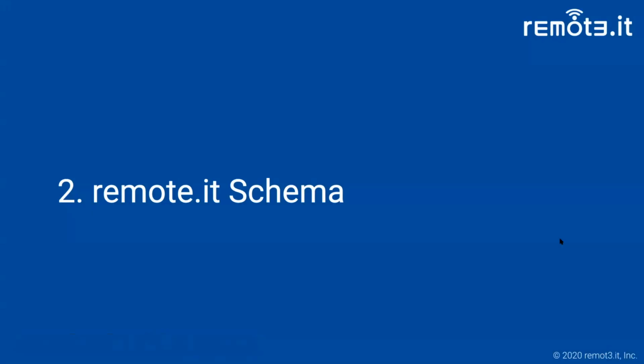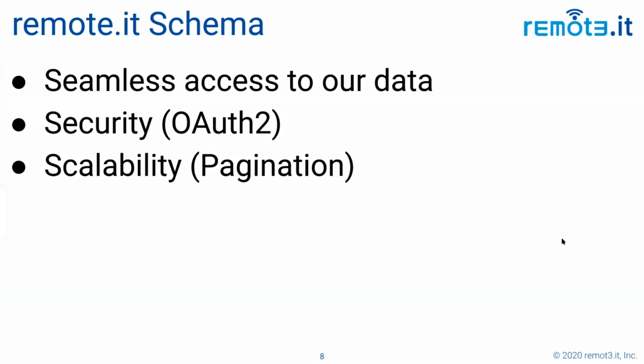So basically, GraphQL is the language and the runtime to access our schema. Schema at remote.it, I will be talking about that in particular. It allows seamless access to all the data we have in many databases: runtime data, metadata about the devices, state information, connection information, etc. It is a secure API. It needs an auth token, very similar to the REST API. And it has improved scalability over the REST API for large data set returning because of pagination.